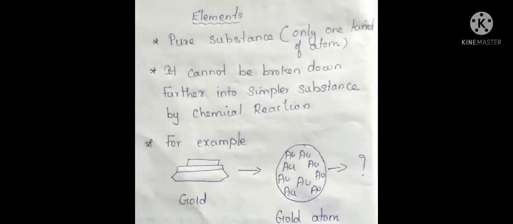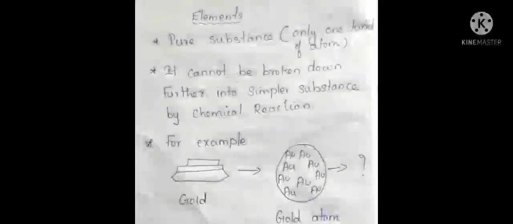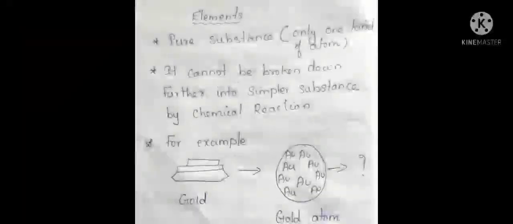Elements are considered as pure substances. What is a pure substance? A substance that contains only one kind of atom, molecule or compound is considered a pure substance. Elements contain only one kind of atom. They cannot be broken down into simpler substances by chemical reactions, whereas molecules can be broken down into simpler substances.